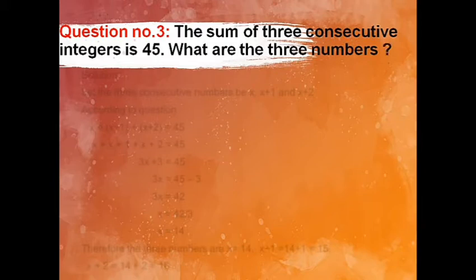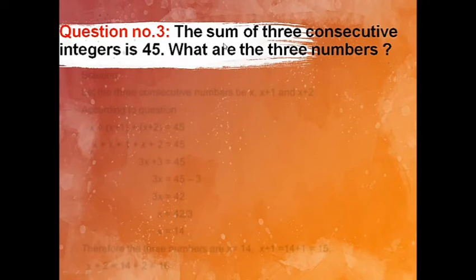Then the next question is question number 3: the sum of three consecutive integers is 45. What are the three numbers? So consecutive integers. The meaning of the word consecutive is in a sequence, like 1, 2, 3, 4, 5, 6. These numbers are in a sequence. That way we have to take the three consecutive integers.